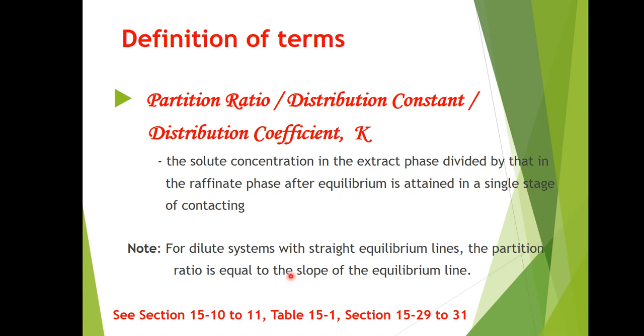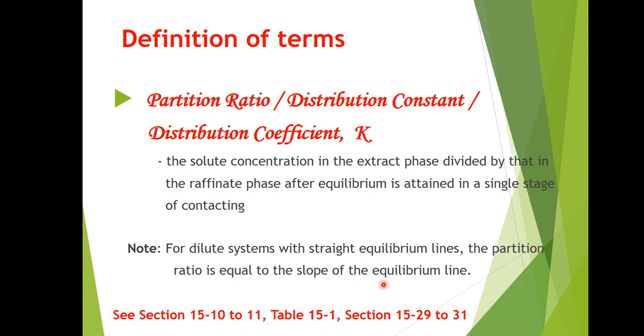Now, for dilute systems with straight equilibrium lines, the partition ratio is equal to the slope of the equilibrium line. So if your system is very dilute, meaning the composition of the component you are to separate from the feed is less than 10% or even less than 5%, the equilibrium line is a straight line. So K is equal to the slope of that particular equilibrium line.